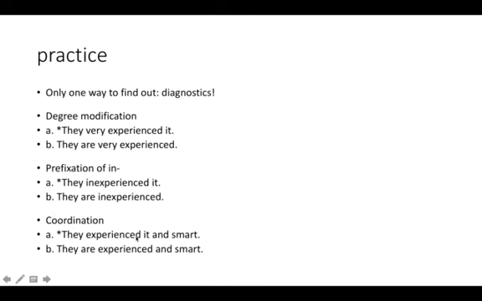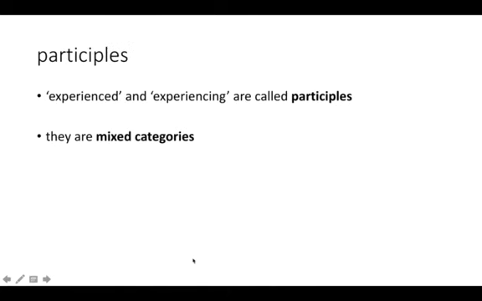So they experienced it and smart. This sounds very odd because smart is an adjective and experienced is a verb. But in B, they are experienced and smart. This sounds okay because both experienced and smart are adjectives. So experienced can be either a verb or an adjective, depending on how it's used in the sentence. Words like this, words like experienced and experiencing, are called participles, and they are mixed categories because they show properties of both verbs and adjectives.